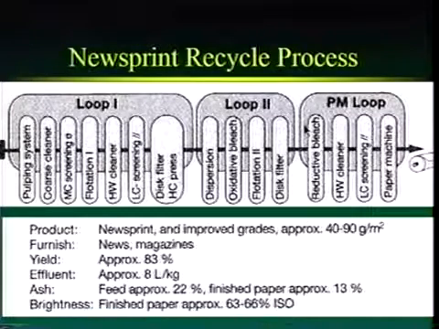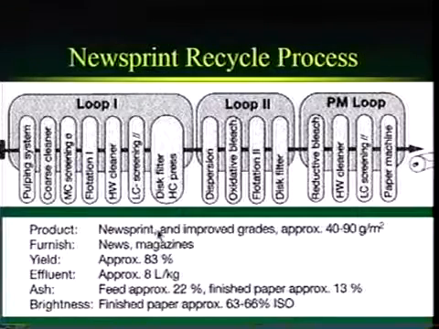What you first see here is that the newsprint recycle process we're going to talk about is broken up into 3 loops. You've got a paper machine loop, a loop 2, and a loop 1. That's an important way to think about recycling processes. As you'll see later, each one of these loops is going to have its own water system, and we're going to think of the process in these loops.